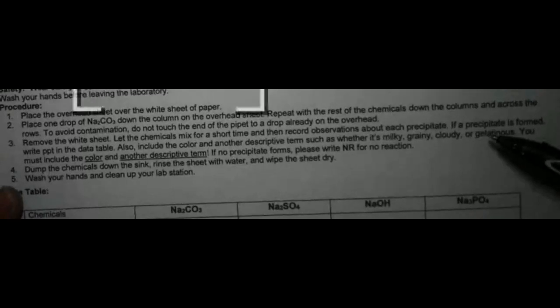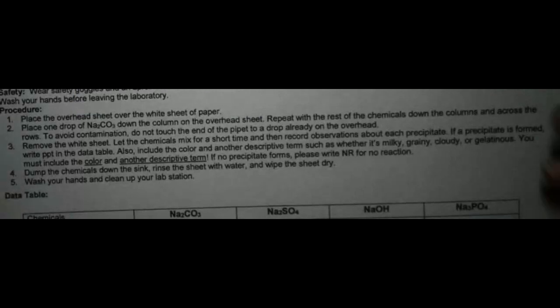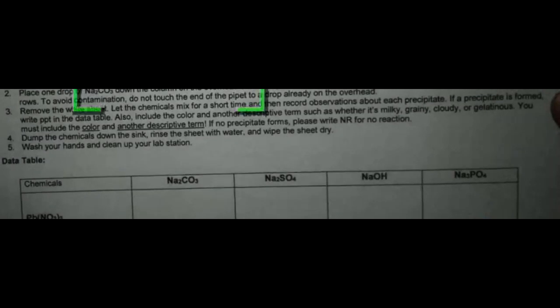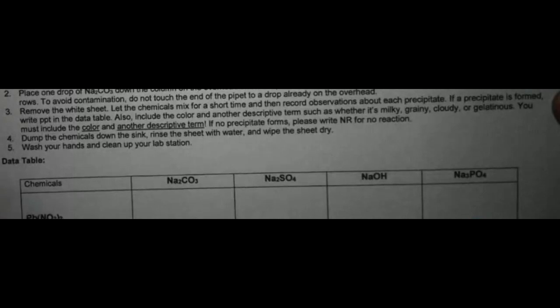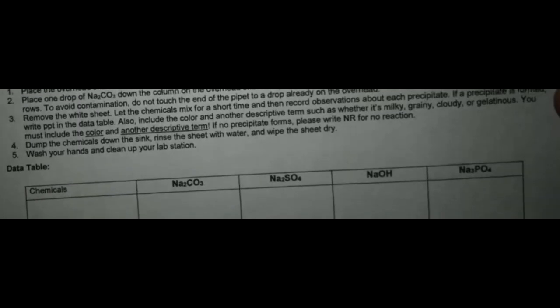Let the chemicals react and then record observations about each precipitate. If a precipitate is formed, write PPT in the data table. Also include the color and any other descriptive term, whether it's milky, grainy, cloudy, or gelatinous. If no precipitate forms, write NR.